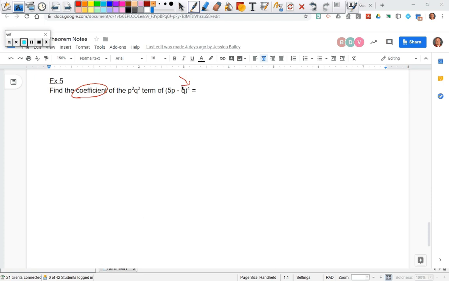Pascal's triangle to the power of 4, listen, is 1, 1, 1, 1, 2, 1, 1, 3, 3, 1. Stop at 4. Okay, so there's our power.